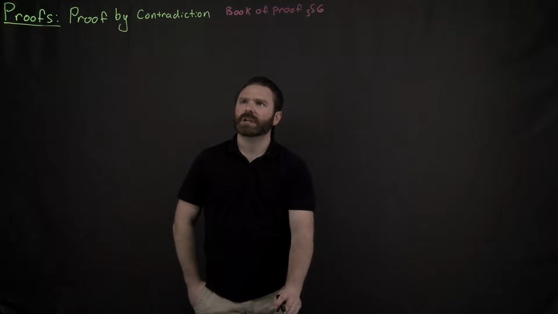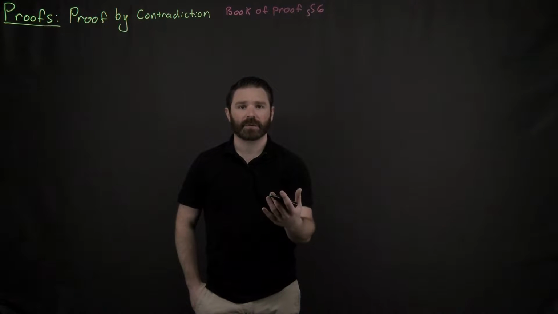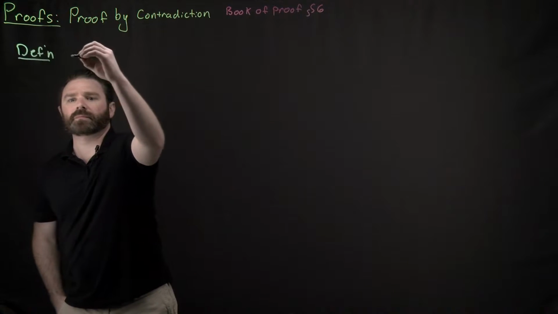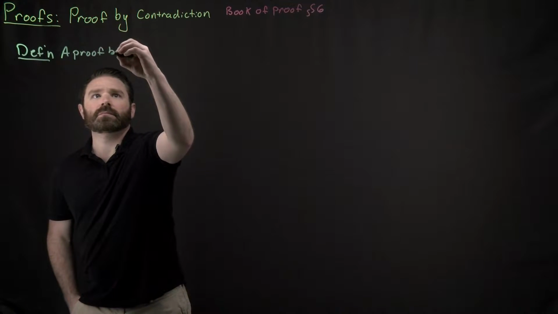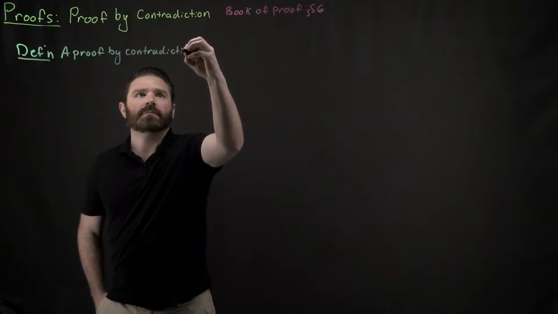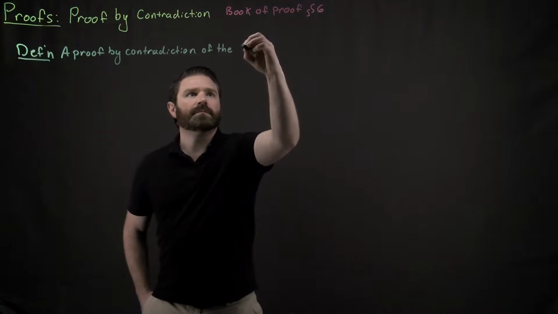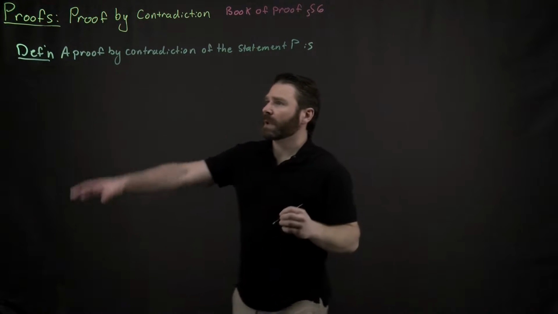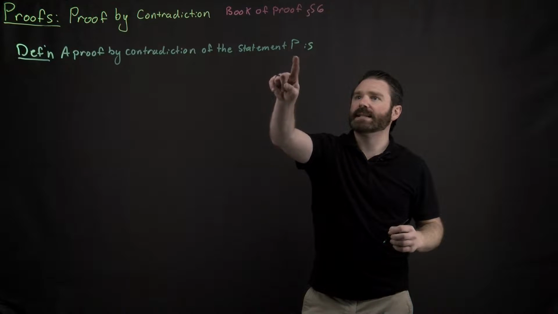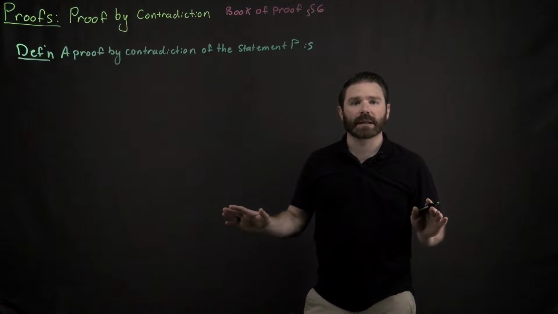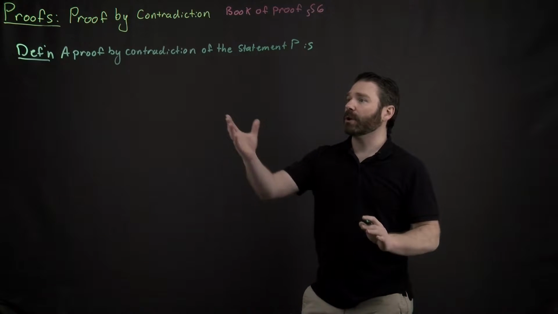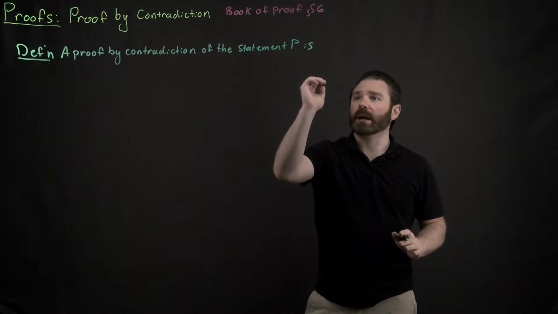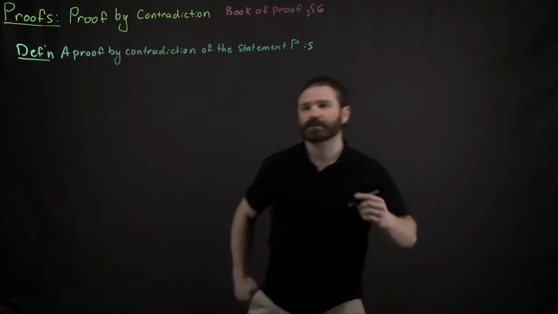And proofs by contradiction come in a couple of different flavors. So the first definition that we are going to look at is a proof by contradiction of just a statement P. So previously we were looking at things like proving P implies Q. Here I'm looking at a proof by contradiction of just a single statement P. And the way that a proof by contradiction proceeds is as follows.